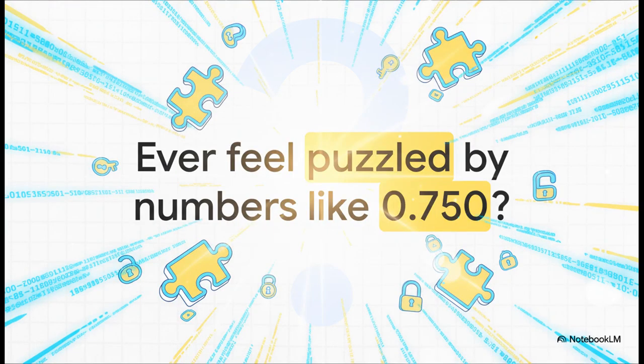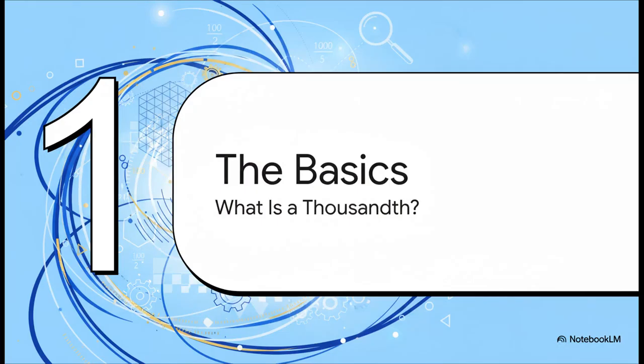You ever see a number like 0.750 and your brain just kind of goes, huh? Well, I want you to start thinking of numbers like that as a fun puzzle, or maybe even a secret code. And today, we're going to learn all the secret rules to crack it wide open. Okay, let's dive right in. The very first clue we need to crack this code is to figure out what a thousandth actually is. Once you really get this, I promise, everything else is going to start to click into place.